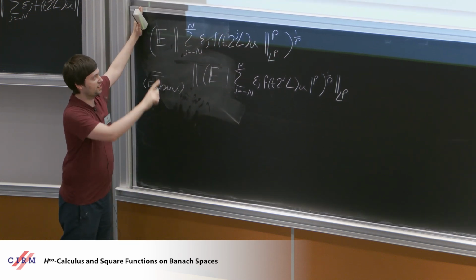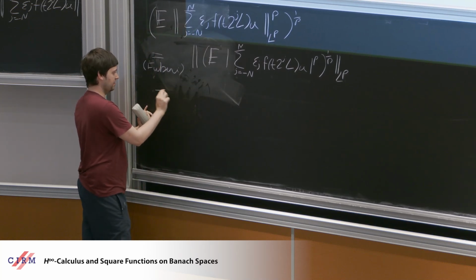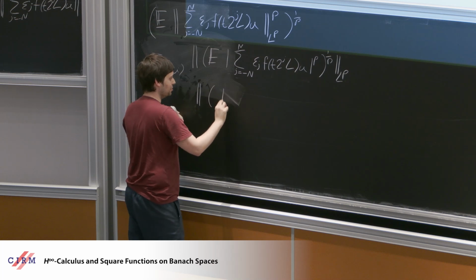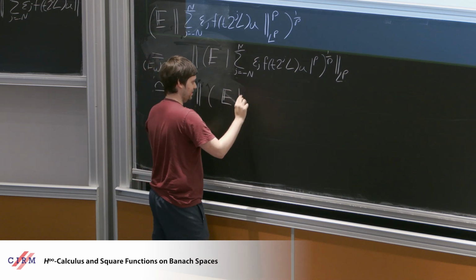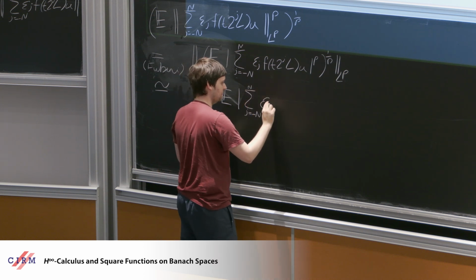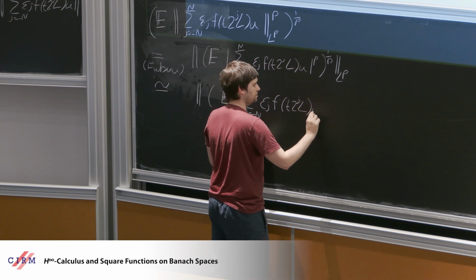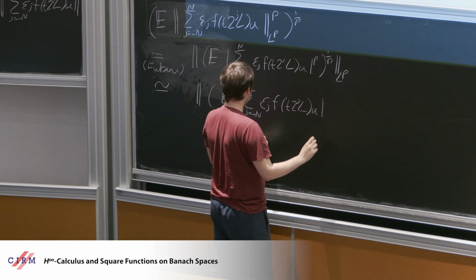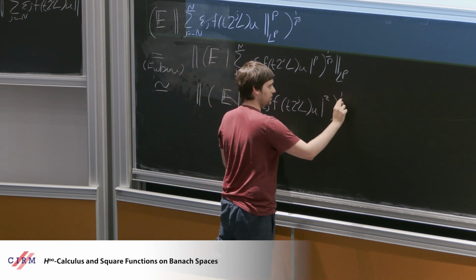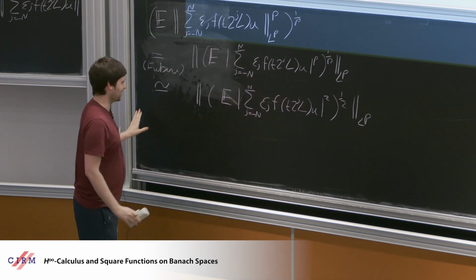Well, now we can apply Khintchine-Kahane again to this scalar valued thing in the middle here. So this will be equivalent to, and what we're going to do now is get it looking a bit closer to a square function, which is, we're going to actually take squares now. Because now we actually have squares again, it's looking a bit closer.